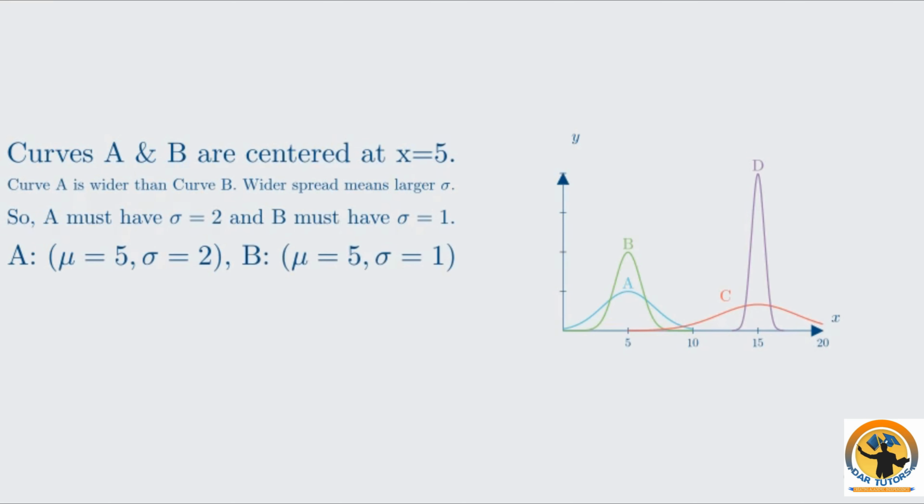This means curve A has a larger standard deviation. Looking at our options, C has S equals 1 and A has S equals 2. Therefore, A is M equals 5 and S equals 2, and B is M equals 5 and S equals 1.